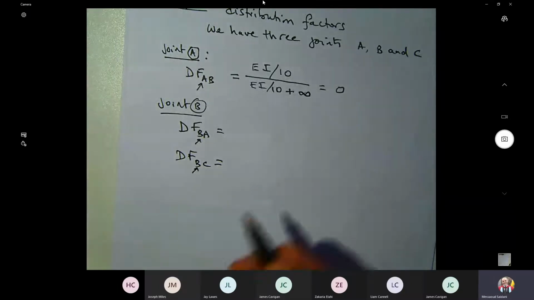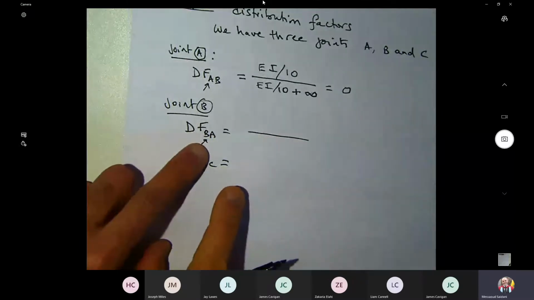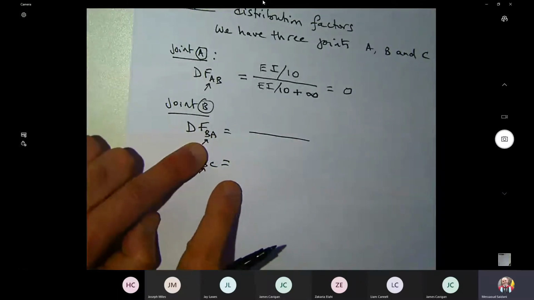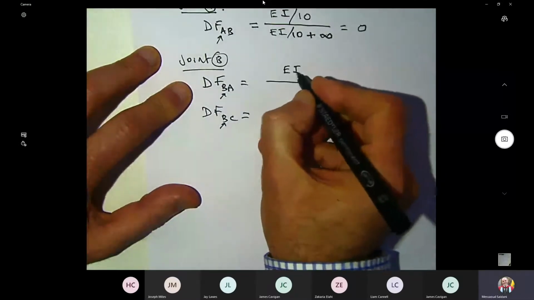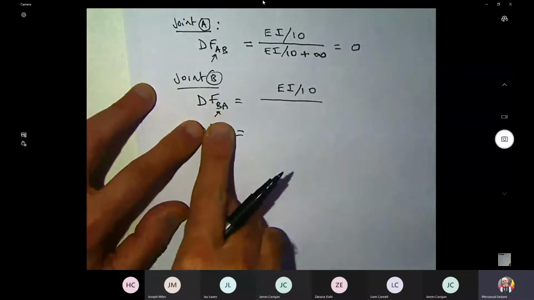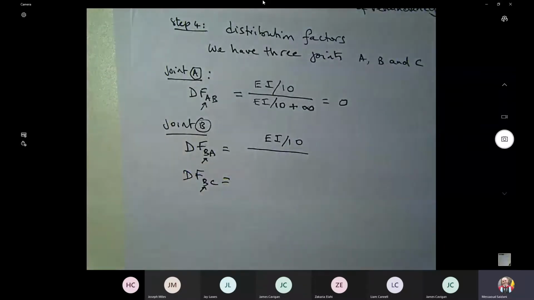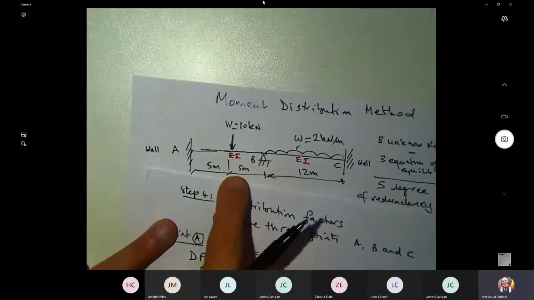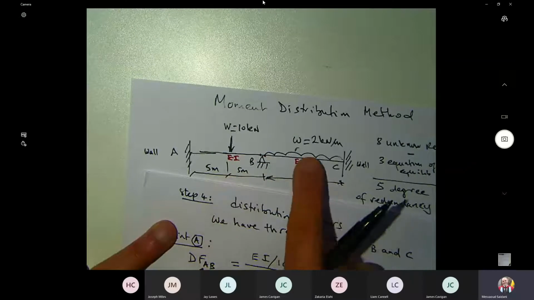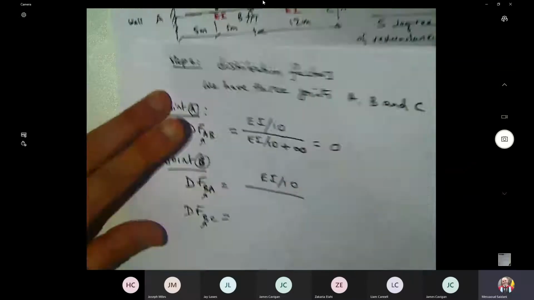So we use the definition again. So we have stiffness of BA. What is stiffness of BA? Just look at the figure here. BA, it's EI over 10, divided by stiffness of all members connected to joint B. So we have EI over 10 plus EI over 12.